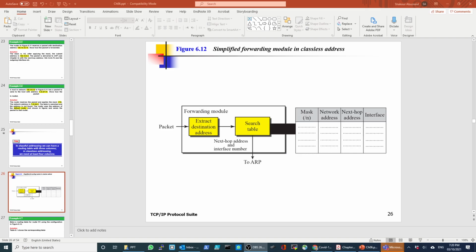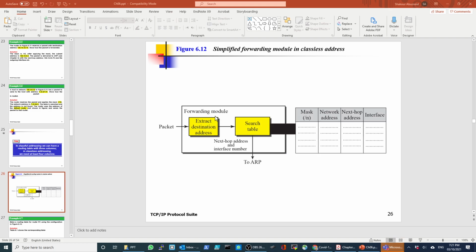So we'd like to take a look at the classless address. We need to have four columns: the mask /n, the network address, one more, the next hop address, and the interface. All right, the same thing.